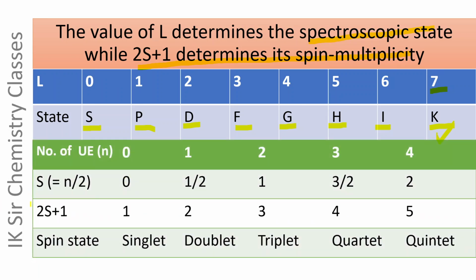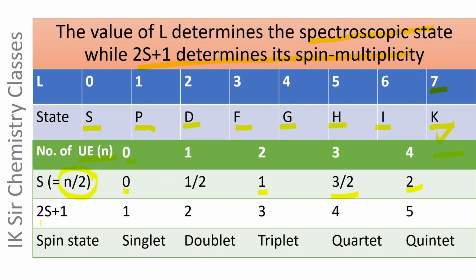The number of unpaired electrons n may be 0, 1, 2, 3, 4 and so on, and capital S is equal to the number of unpaired electrons divided by 2. On dividing, 0 by 2 is 0, 1 by 2 is one half, 2 by 2 is equal to 1, 3 by 2 is one and a half, and 4 by 2 is equal to 2. These are the values of capital S, that is, the resultant spin angular momentum quantum number.